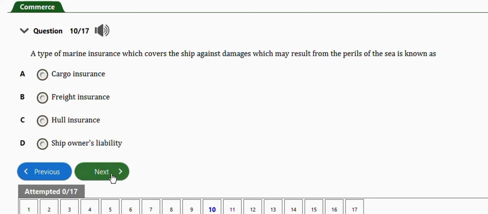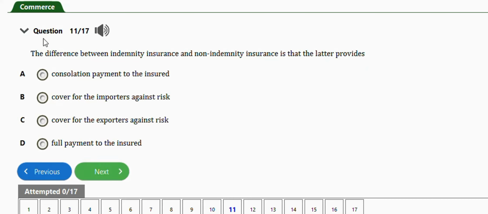Okay. Next question is one. The difference between indemnity insurance and non-indemnity insurance is that the latter provides: consolidation payment to the insured, cover for the importers against risk, cover for the exporters against risk, full payments to the insured. Right answer is option A, which is consolidation payment to the insured. Very important.